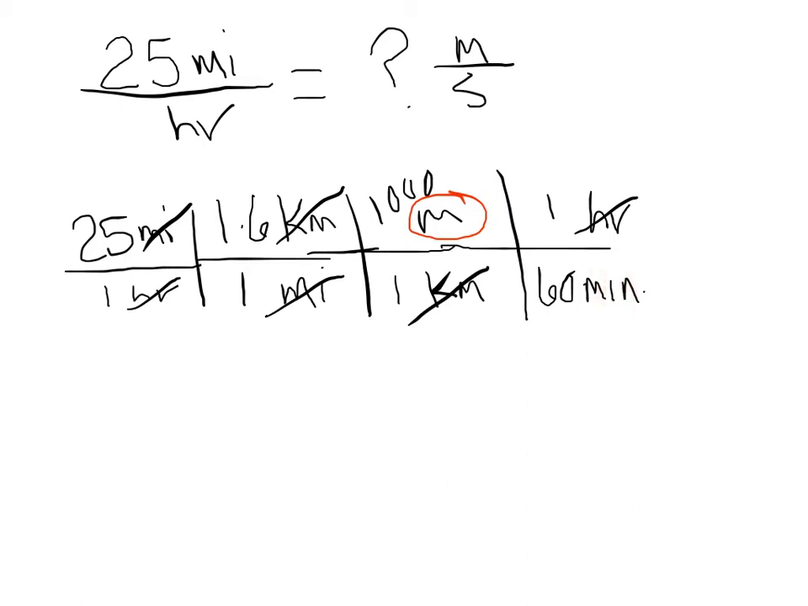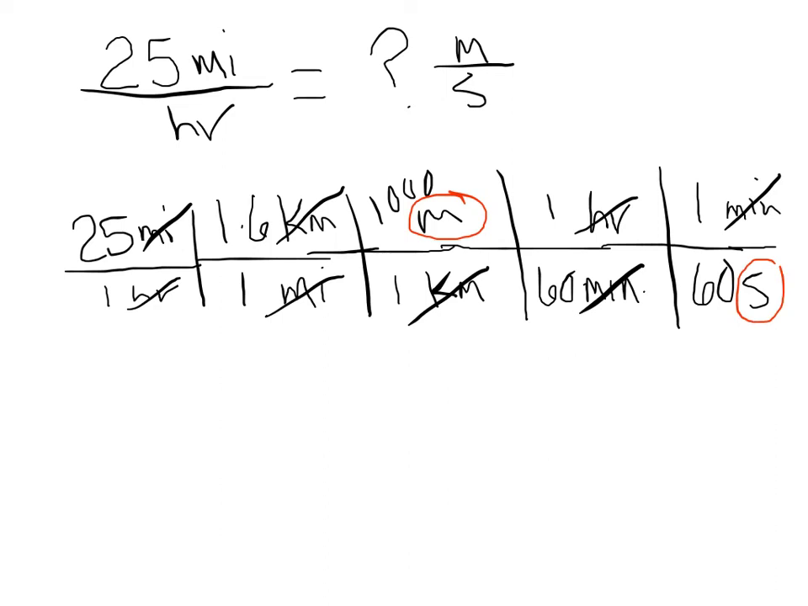But am I satisfied yet? No. I still have minutes, so I've got to keep my goalpost going here. Extend it out one more. I want to get rid of minutes, so I have to put minutes on the top. Do I know the relationship between minutes and seconds? Yes, I do. Which one's bigger? A minute. 1 minute is the same thing as 60 seconds. So minutes cancel out, and seconds is the unit that I want. So I've got meters on the top, seconds on the bottom. That means my units are good, and that is my clue to get my calculator out.